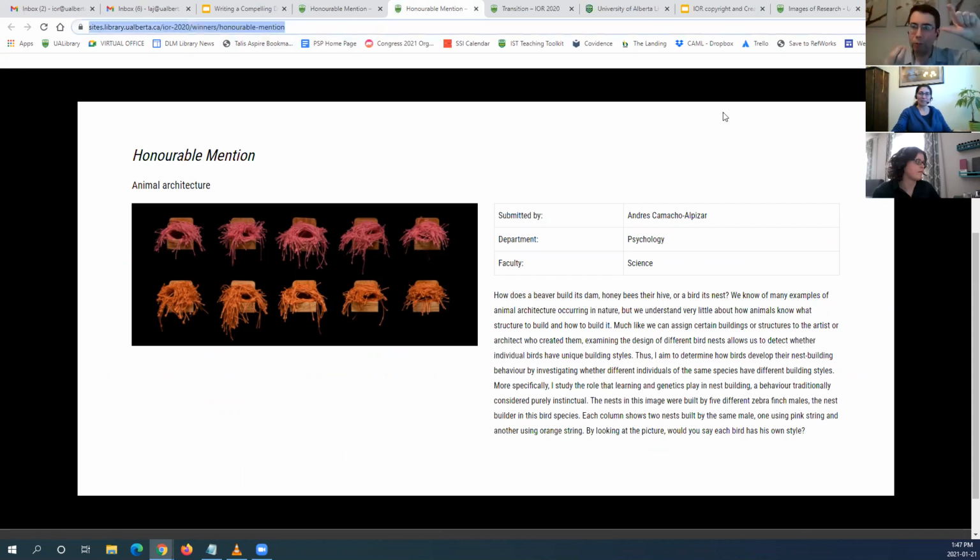The author's actual research project is not nearly as broad as that overall question. How do animals construct architecture? How do they know what to build? That's a big picture question, a compelling big picture question.